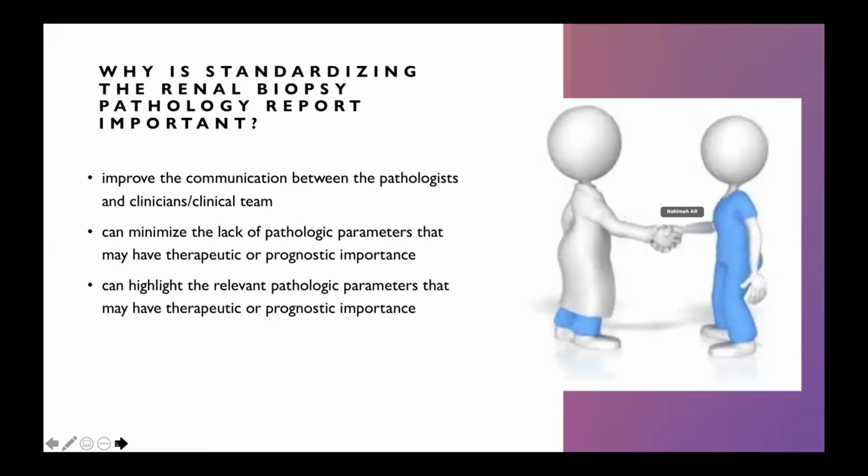So why do we need to standardize the renal biopsy pathology report, and why should we have a good renal biopsy report? Basically, it is to minimize the lack of pathological parameters that are required, so that the therapeutic and prognostic importance is given. We also need to highlight the relevant pathological parameters that will contribute to therapeutic intervention and prognostic importance. Besides that, communication between the pathologist and the clinical team plays a big role. It is very important and crucial, so that we can provide a good renal biopsy report.